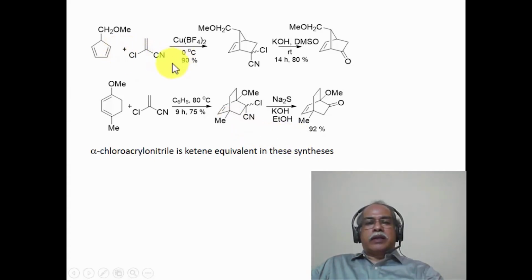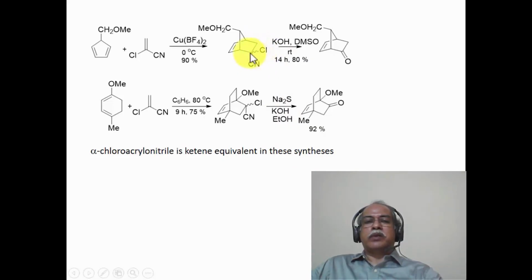Alpha chloroacrylonitrile can be used as a ketene equivalent. It is a fairly strong dienophile. It reacts with cyclic dienes like cyclopentadiene and cyclohexadiene and so on, producing the corresponding Diels Alder adducts, which are shown here. When the Diels Alder adduct is treated with potassium hydroxide in DMSO or using sodium sulfide and potassium, essentially under basic condition, the carbon halogen bond is removed by an OH by substitution reaction.